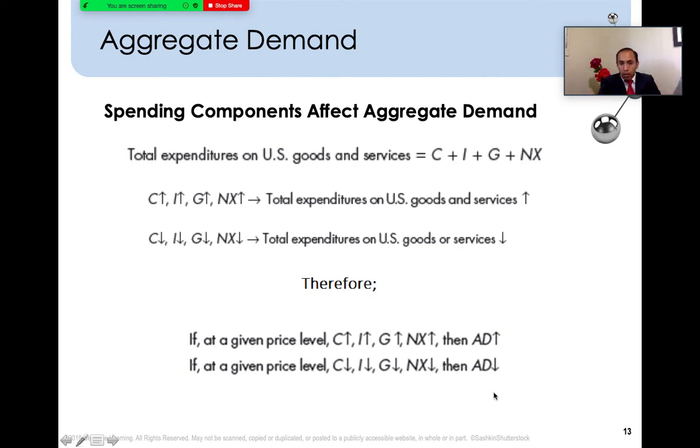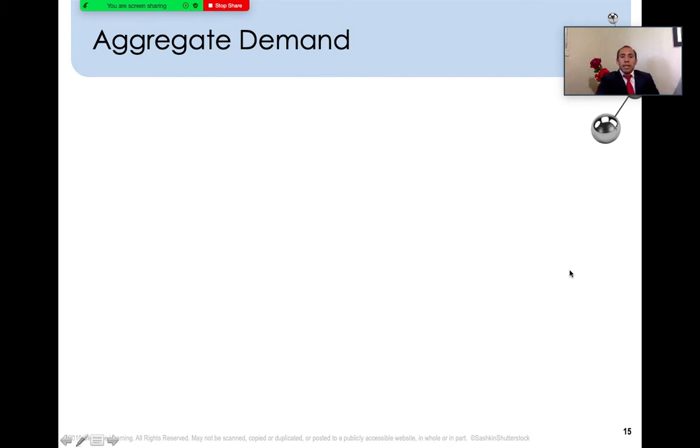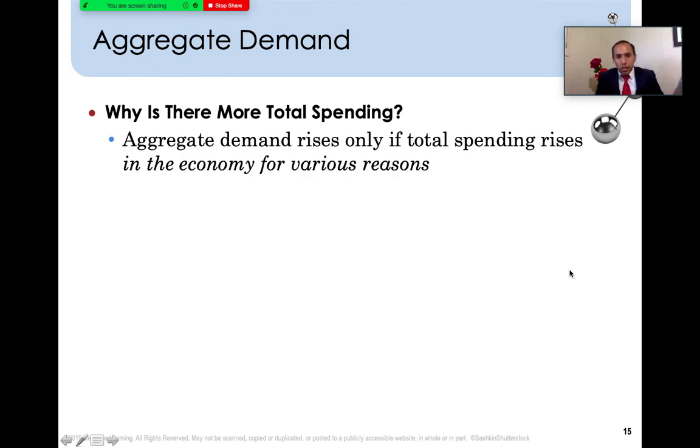This lower part, the lower bottom one, is not a good thing because an economy with low aggregate demand can go into a crisis or a recession, a contraction in the economy. Aggregate demand is very important. Often, there could be changes in spending. Why is there more total spending in the market? It varies for various reasons. Aggregate demand rises only if total spending increases.